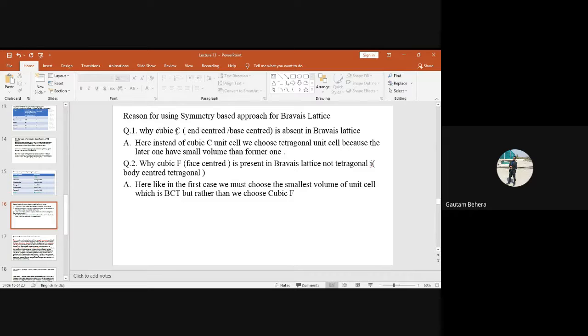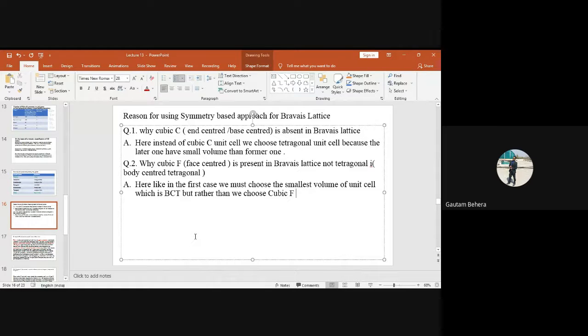Why cubic C? Anybody remember what C means? Cubic C means what? C represents end centered or base centered, right? What does I represent? Body centered, right? What does F represent? Face centered, right? And what does P represent? Primitive. Very good. You have to remember these things.